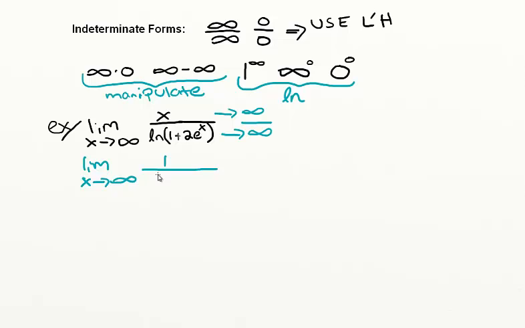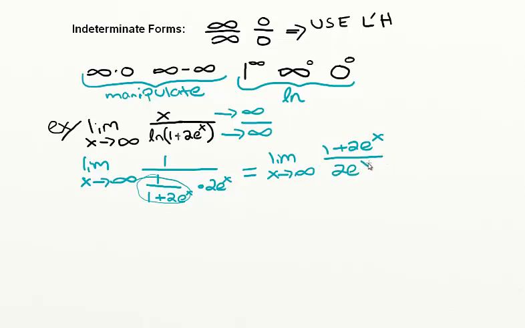We're going to take first the natural log, so that's 1 over 1 plus 2e to the x. And then we multiply that by the derivative of what's inside because we have a chain rule here, and so that's 2e to the x. That leaves us with the limit as x approaches infinity. We're going to have on the numerator 1 plus 2e to the x, that's just if we flip this fraction up, and that's going to be over 2e to the x.